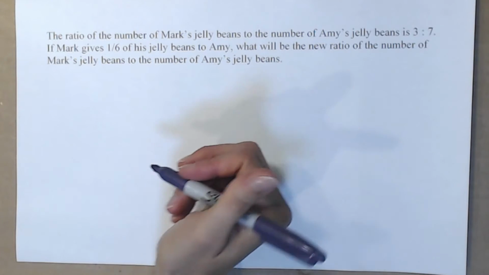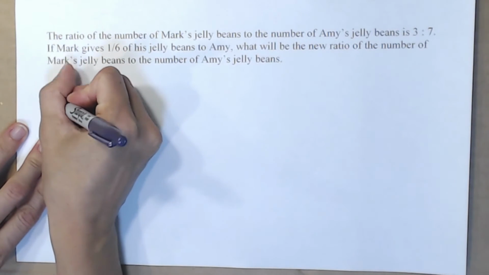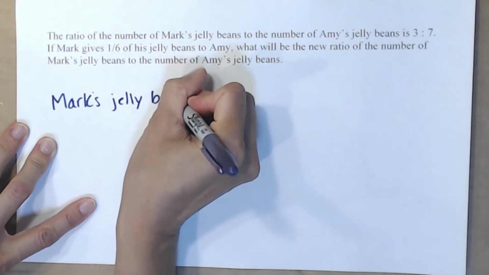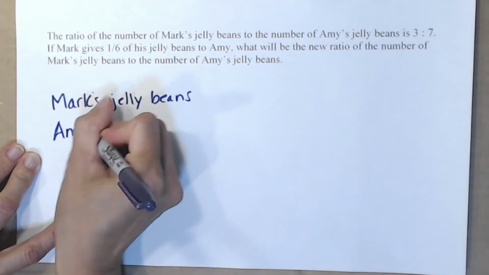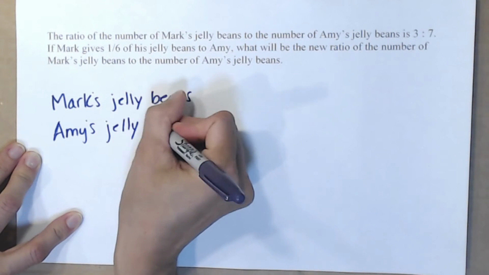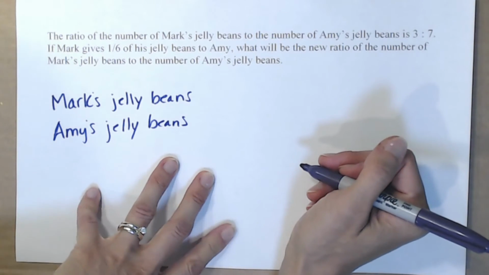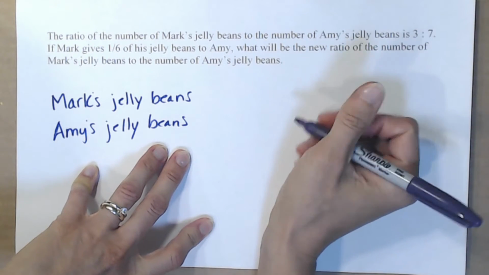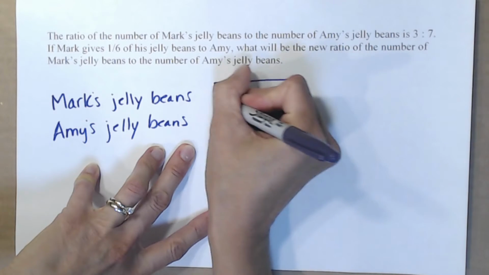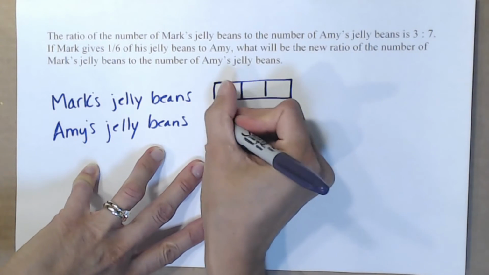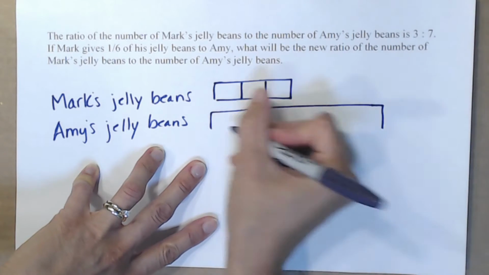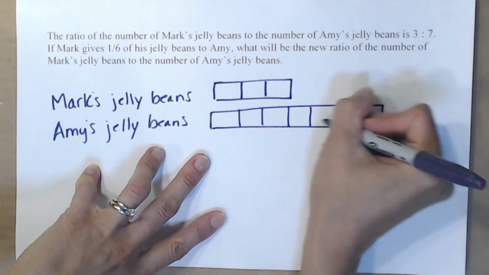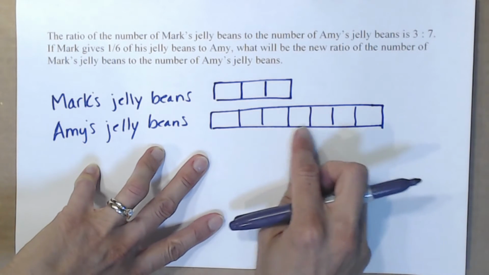Alright, let's see if I can draw my bars better this time. So we have Mark's jelly beans and Amy's jelly beans. Okay, the ratio is 3 to 7. So 3 is Mark. So it's a ratio of Mark's to Amy's. So 3 to 7. All right, let's see if I can draw this. One, two, three, four, five, six, 7.